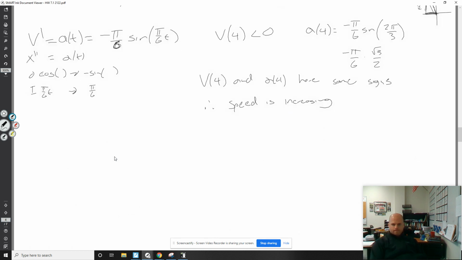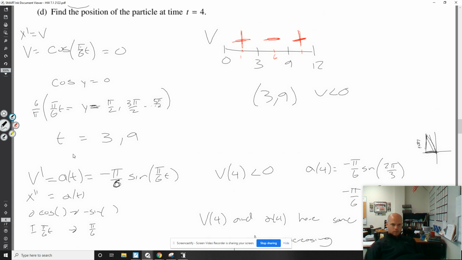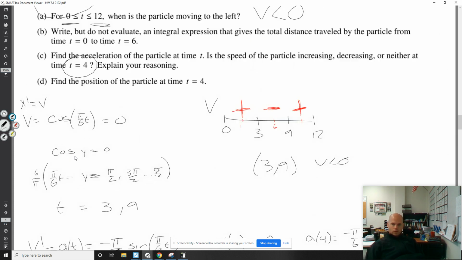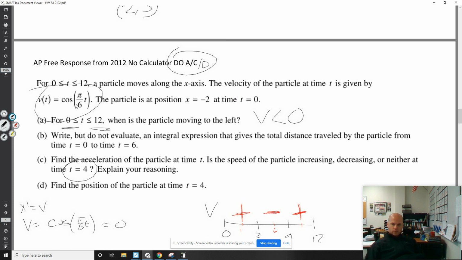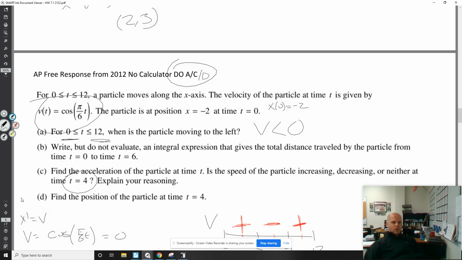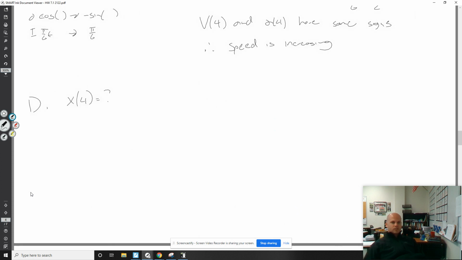Part D. We could do this. I need to find the position of the particle at time 4. How? Well, you are told what V is, and you are told an initial position. We can take the antiderivative. V is x prime. I want x. Let's take the antiderivative.